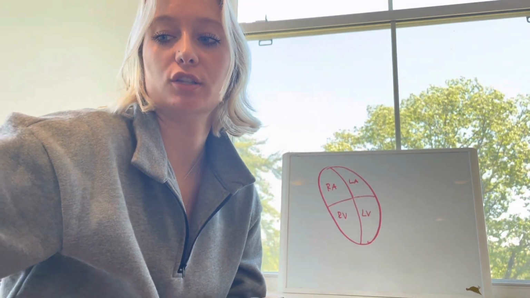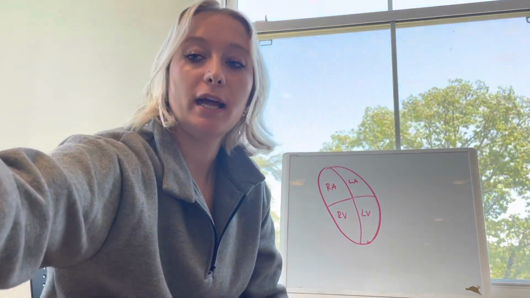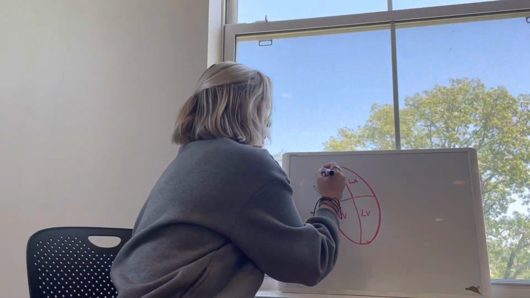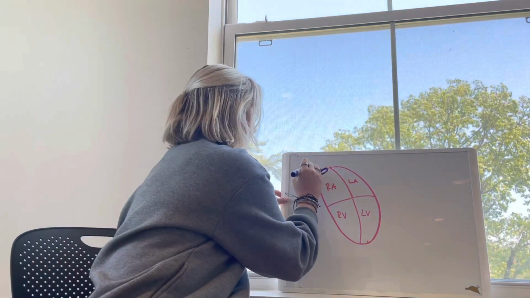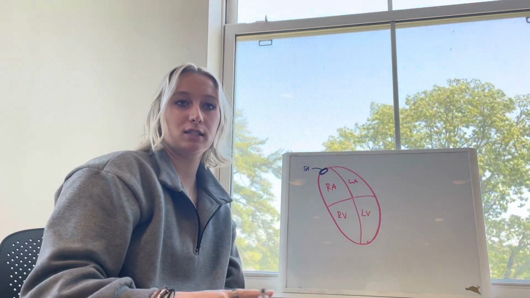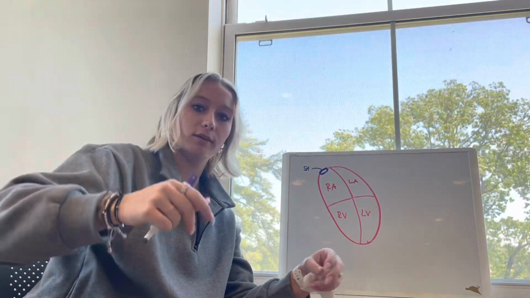Gotta get all my different colors. All right, so we're gonna start with our first place where electrical currents are gonna start. It's gonna start at your SA node, which is up here in your right atrium. It's about right here. So there's your SA node. This is your pacemaker of the heart. This is gonna set your exact timing of your heart.